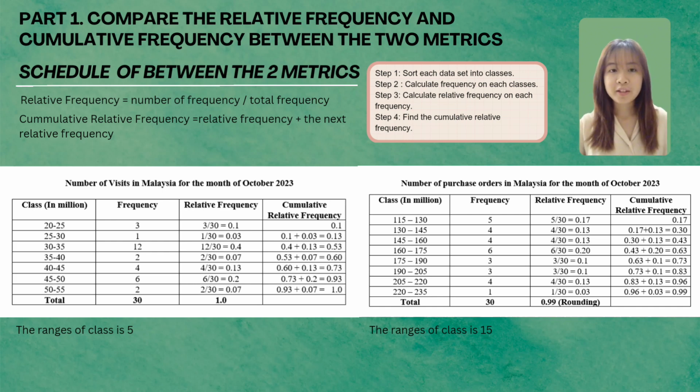In order to construct the appropriate graph, we need to follow the steps. Step 1. Sort each dataset into classes. Step 2. Calculate the frequency of each class. Step 3. Calculate the relative frequency of each frequency. And step 4. Find the cumulative relative frequency. For the range, the number of visit class is 5 and the number of purchase order is 15.